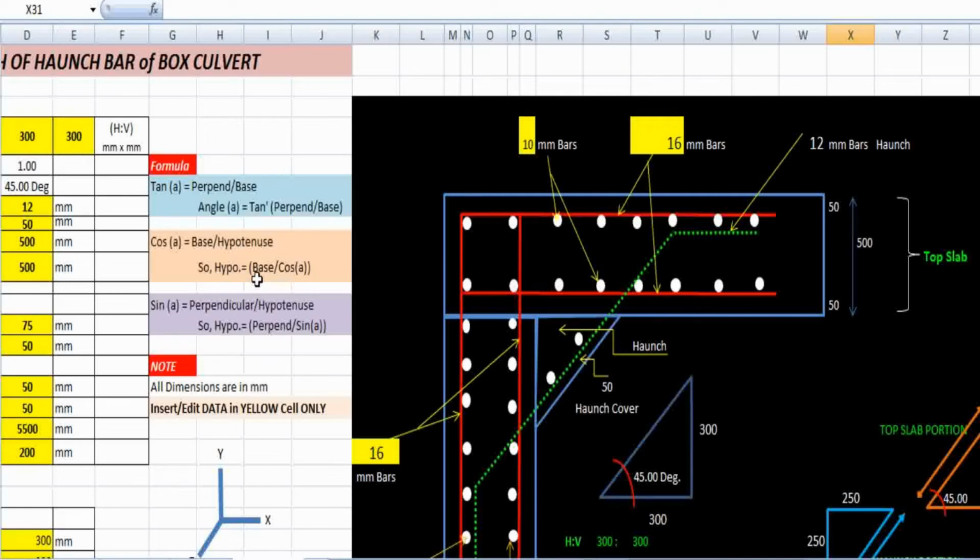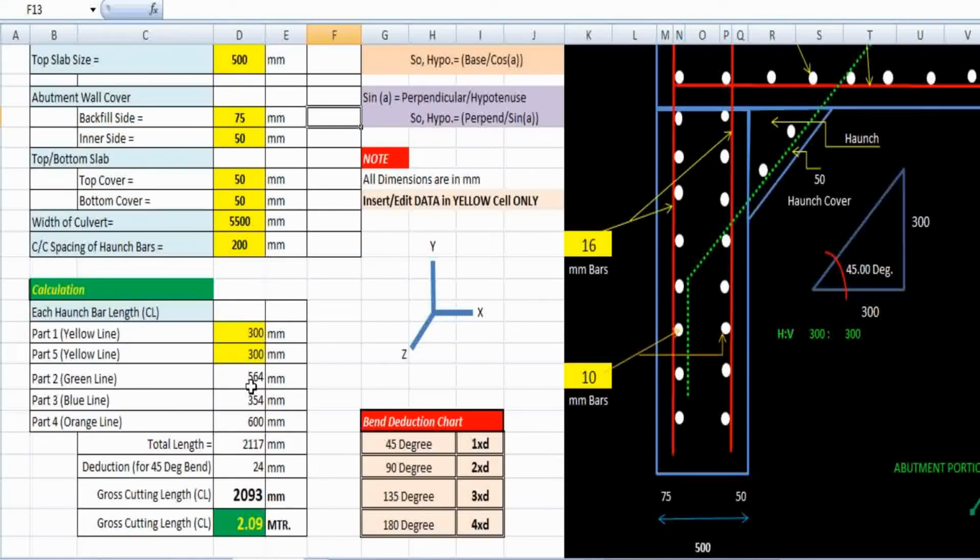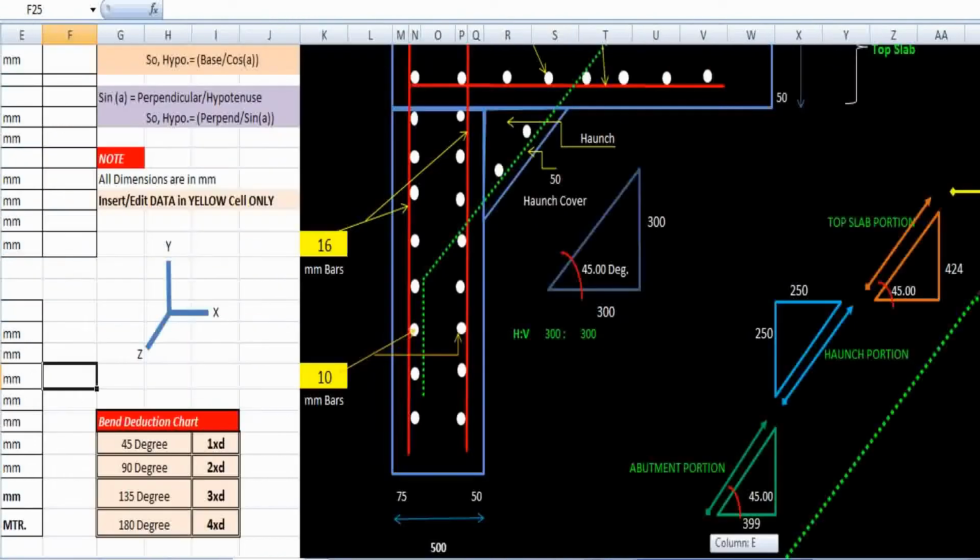So hypotenuse equals base by cos 45 degrees. Okay, 399 by cos 45 degrees. So that will give the value of 564 millimeter. Okay, it is formulated here. It will automatically calculate the reading as the green line having the dimension of 564 millimeter. Okay, so this value becomes 564 millimeter.